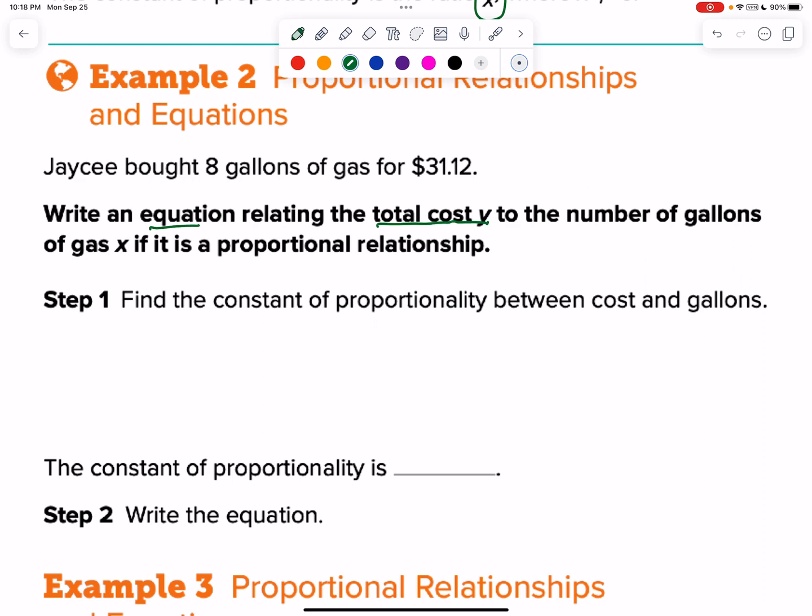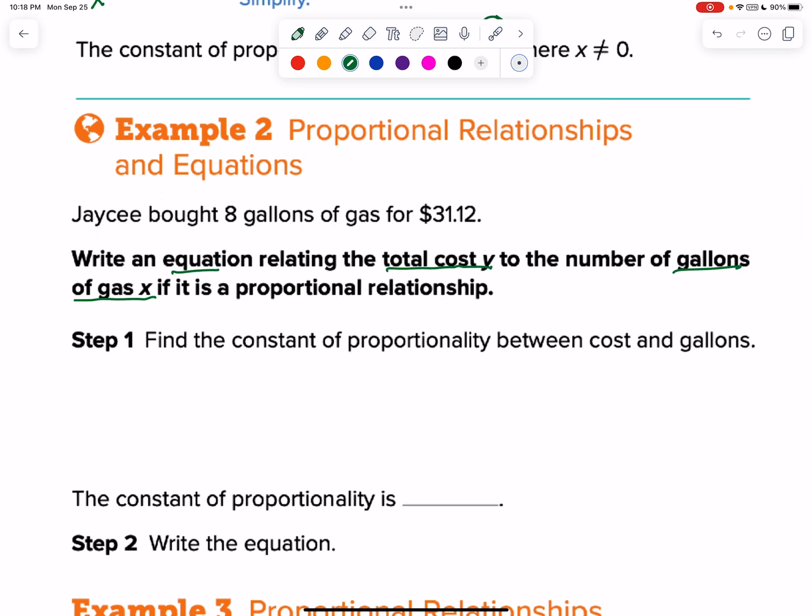So they're letting you know cost is y, gallons of gas is x, and they are letting you know it's a proportional relationship. Okay, so first of all, to make that equation, I have to have the unit rate, because we know unit rates are what tell us the constant of proportionality. So let's go and record down our original ratio, and we always do the cost on top.